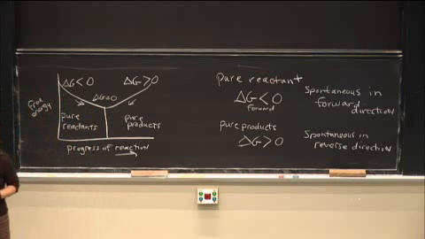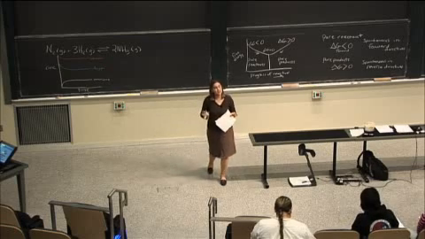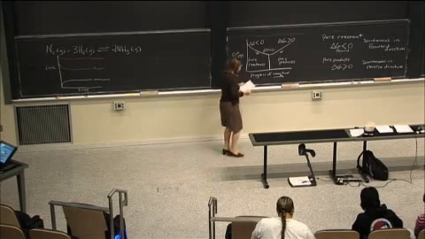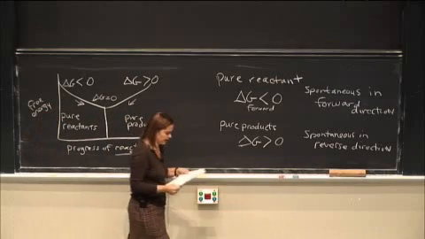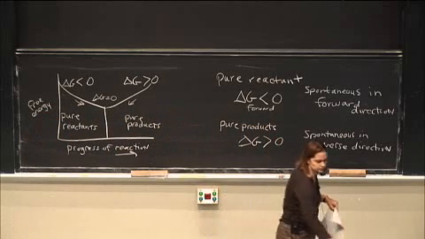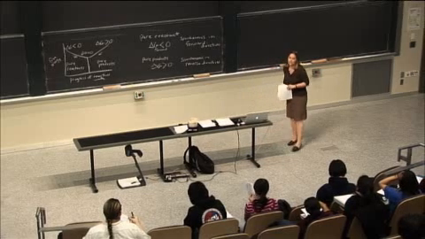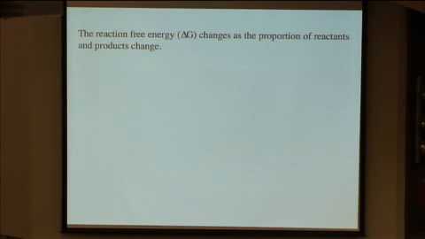So you see, there is a great relationship between delta G and equilibrium. So we have not left delta G behind. So delta G is going to change as the components of the reaction change. As you have more products or more reactants, you're going to have a different delta G.